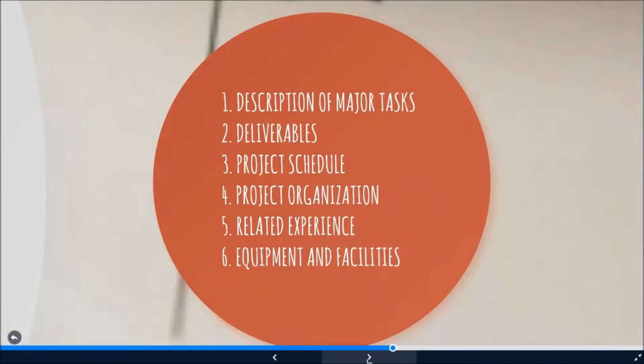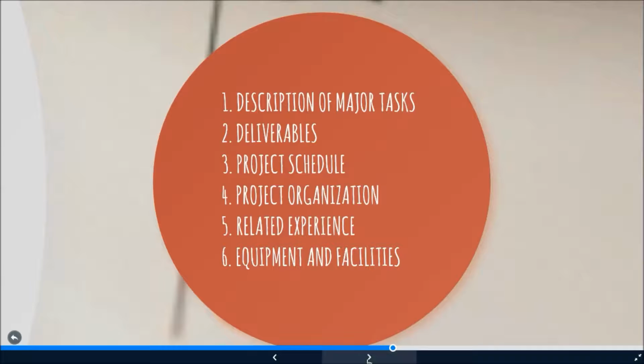First, description of major tasks. The contractor should define the major tasks that will be performed in carrying out the project and provide a brief description of what each major task includes. Second, deliverables. The contractor should include a list of all deliverables that will be provided during the project, such as reports, drawings, manuals, and equipment.